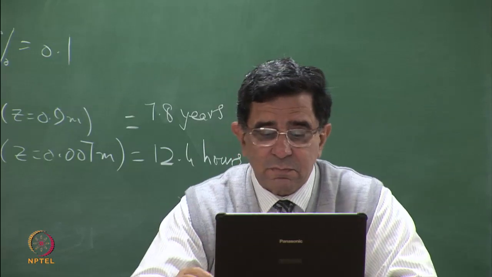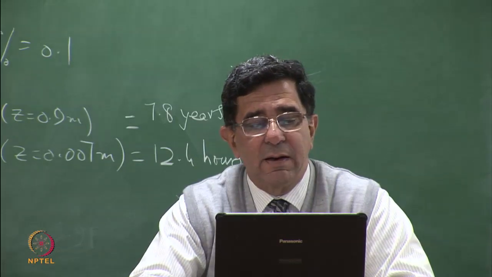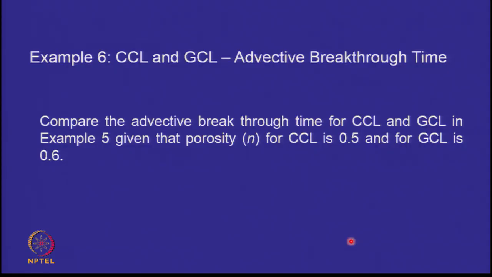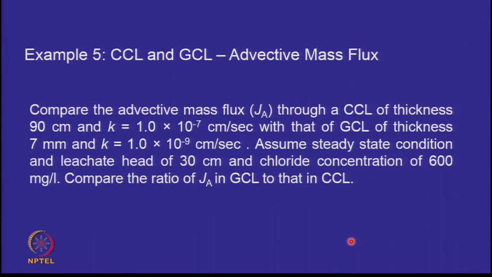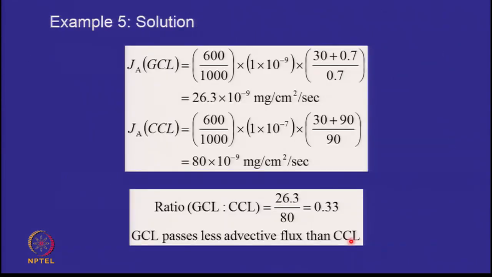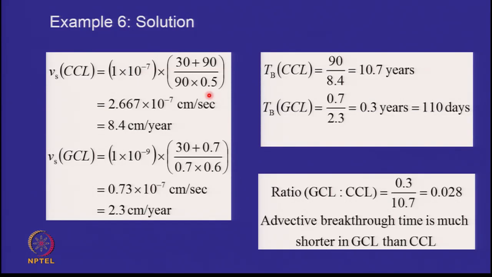So with this, we get a good feeling. Let's just go back to these examples. The first thing we wanted to know was comparison of the advective mass flux, and what we found was that compacted clay liners had more, about 3 times that of the GCL. But if you look at the breakthrough time, there was a huge difference. This was 10 years and this was 0.3 years. So there was a factor of safety of about 30, which was different.